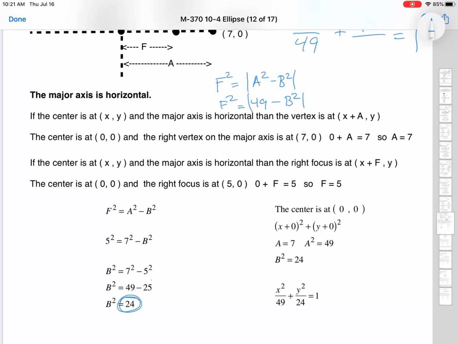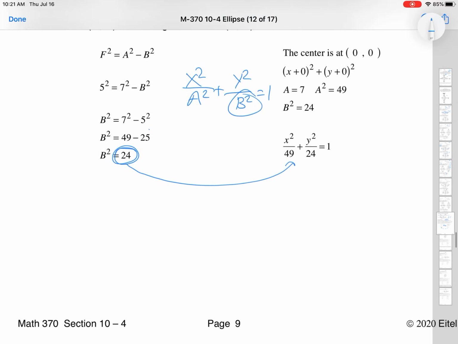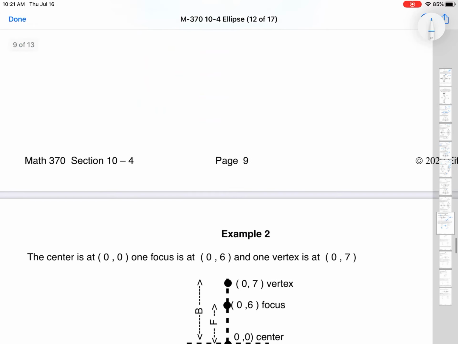Now, it's only b squared that you need. You don't ever need to figure out what b is, because remember what the formula is. It's x squared over a squared plus y squared over b squared is equal to 1. So you can figure out the b squared and be done. And that's why he's just dropping the 24 under there and not adjusting it at all.